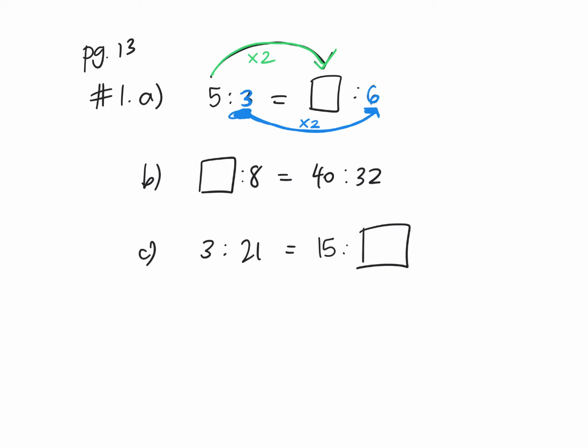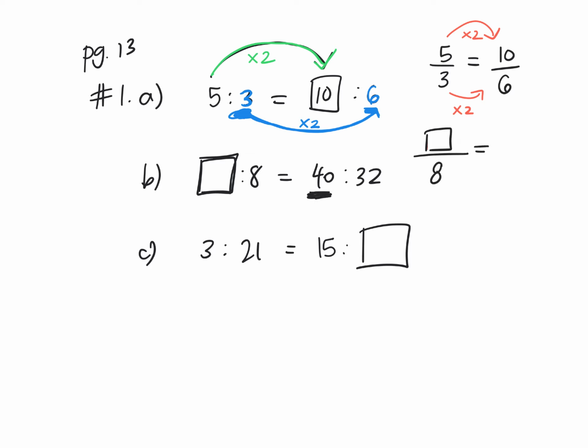Same thing, multiply by 2. If you multiply one term by 2, you have to do the exact same thing to the other term, otherwise they're not equivalent. So what's 5 times 2? That's it. So we can write this as a fraction. 5 over 3 equals 10 over 6, right? 3 times 2, 5 times 2, are those equal? If I want to rewrite this as a fraction, I would put in order. Unknown on top over 8 equals, in order, 40 over 32. It might be easier for you to do it this way as a fraction, whatever you'd like.